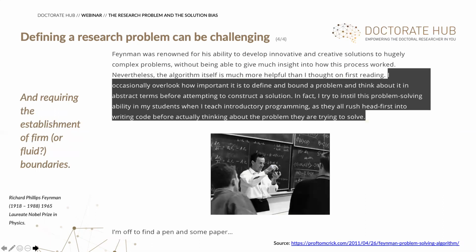And it requires the establishment of firm or fluid boundaries. As in this example brought out, I occasionally overlook how important it is to define and bound a problem. So it's really important to gradually work out what the boundaries are, what is within the problem, what is outside.